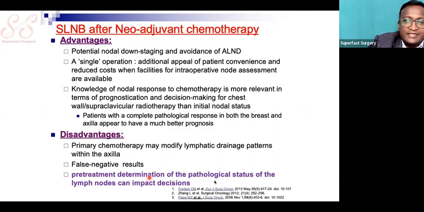But there are several advantages and disadvantages also. The advantage is that we can avoid axillary lymph node dissection, but the greatest disadvantage is that because of neoadjuvant chemotherapy, there will be some modification in the lymphatic drainage, okay? And it has a high false negativity rate. Now, the false negativity rate is a key thing in the management of sentinel lymph node biopsy. Because what does false negativity rate mean? If the false negativity rate is high, it means that you are falsely leaving the positive axillary lymph node. Because if you think it is negative and you are not removing the positive lymph nodes, it will be missed in the axilla. So there will be a high chance of local recurrence. So the higher the false negativity rate, the higher the chance of local recurrence. Okay.